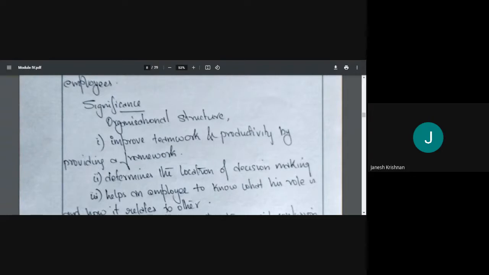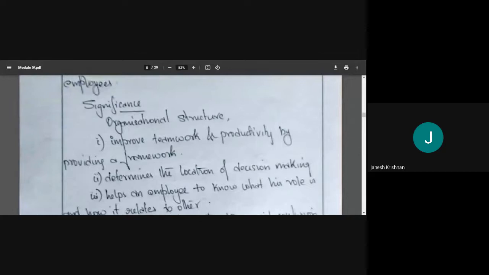So we need to have teamwork. Everyone should decide on the task. The teamwork will be improved and productivity will be improved because there is a framework. Determine the location of decision making. For example, the project coordinator will decide the date of the presentation or the review, of course after consultation with his guides. So he is the location of decision making.